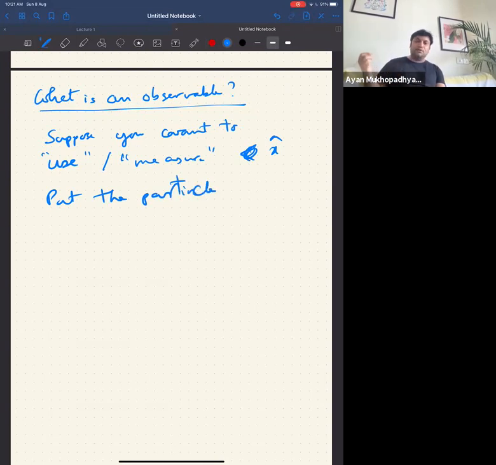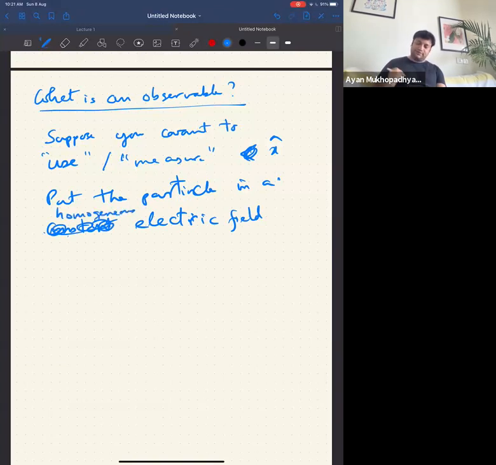For the moment, the particle is in only one space dimension in a homogeneous electric field, which need not be constant. In that case, the Hamiltonian would be whatever the Hamiltonian was, plus Q, where Q is the charge of the particle. Maybe I should call it E, just to distinguish it from the position, and E of t times X hat. So this would be the Hamiltonian that I should have for the particle.